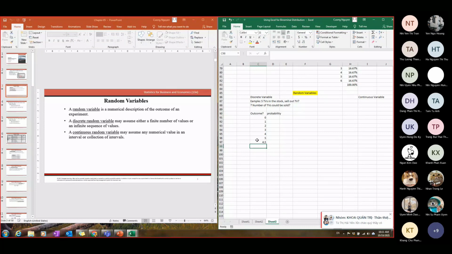Okay, got it. So this is the point. This is what I say about the discrete variable. Discrete variable means all the outcomes have to be a finite number of values. So here I have 0, 1, 2, 3, 4, 5, from 0 to 5. So this will be 6 outcomes. That will be a finite number of values, right?